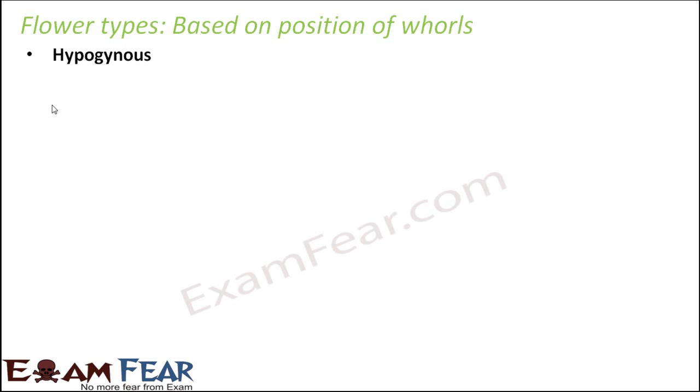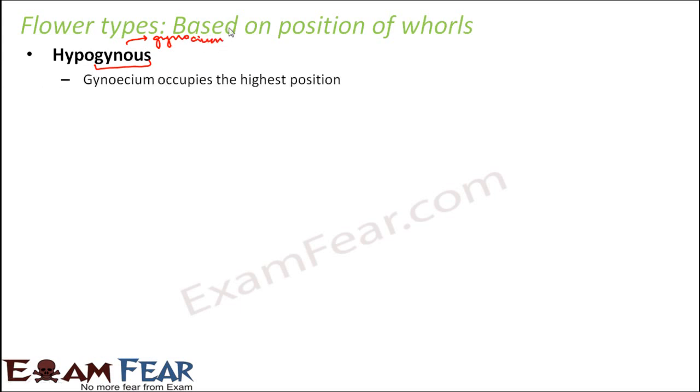Hypo means less, right? Hyper and hypo are the 2 terms. Hyper means more, hypo means less. Gynous is something related to the gynoecium. Right? So this means that gynoecium occupies the highest position. So hypo means less. That means everything else is less than gynoecium. Hypogynous. So less gynoecium. So everything, all other whorls are less than gynoecium. So gynoecium will occupy the highest position. So right now I am talking about position in the sense highest level.